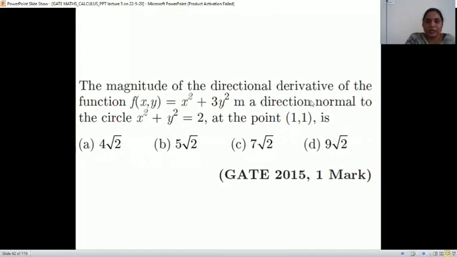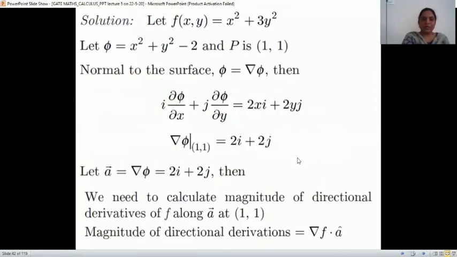Always remember, if it is asked directional derivative, we have to find del f at that point, whatever is given. And in a directional derivative, if directly a vector is given to you, just find out a cap and write del f dot a cap. But as it is a scalar given, we have to find its vector, because it is normal. So whatever phi, we have to find del phi if it is normal, right? And at the point we are finding, so del f dot a cap, finally we'll get 4 root 2.